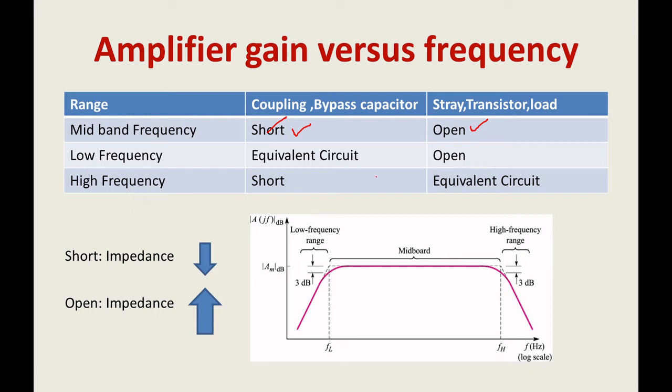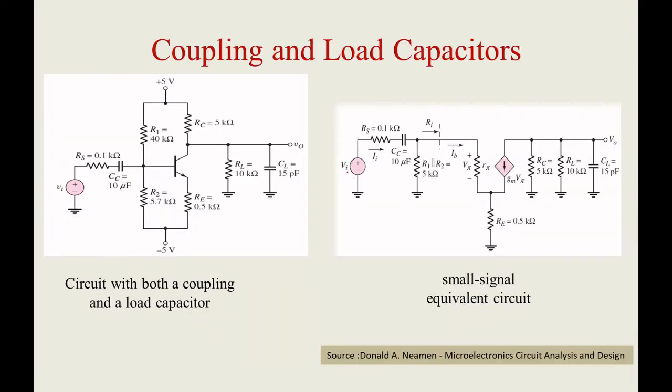During that time, when you are finding the low frequency part, your stray, transistor and load capacitances act as an open circuit. When you are finding the FH cutoff frequency, your stray, transistor and load capacitances are considered in your equivalent model and will limit your gain. During that time, your coupling and bypass capacitors act as a short circuit. That is the theory you want to understand. Now we will go for the very important part.